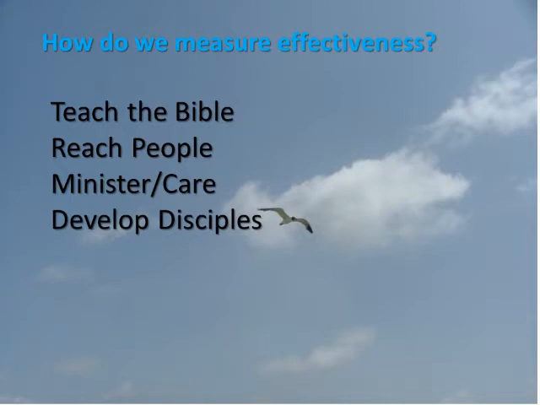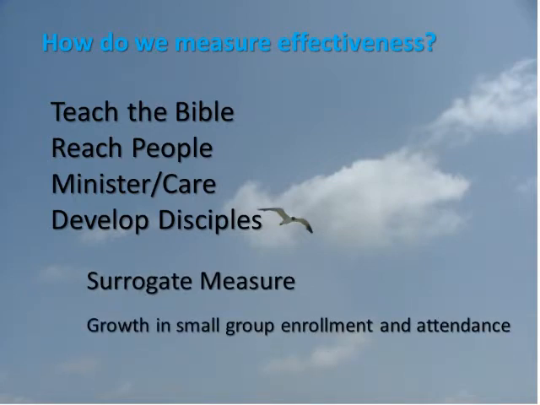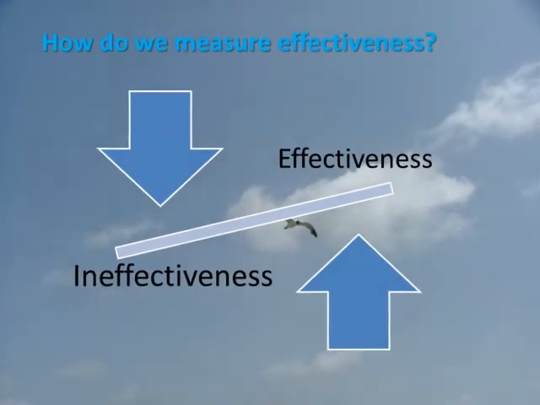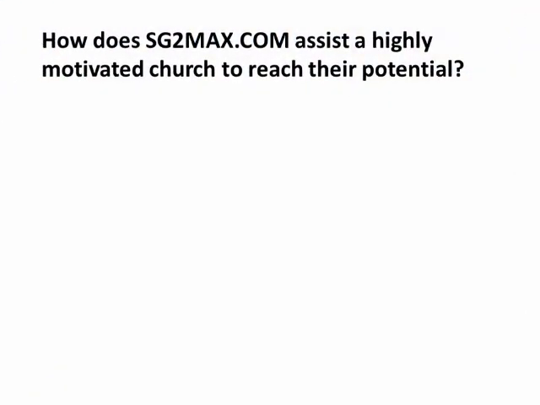SmallGroups-to-the-max.com uses growth in small group enrollment and attendance as a surrogate measure of effectiveness. Ineffectiveness leads to decline, and effectiveness leads to growth. Obviously, groups can't grow beyond the potential presented by their context. A rural church with a low-density population does not have the same potential as an urban church in a high-density population, but both have some potential. So how does SmallGroups-to-the-max.com assist highly motivated churches to reach their potential?